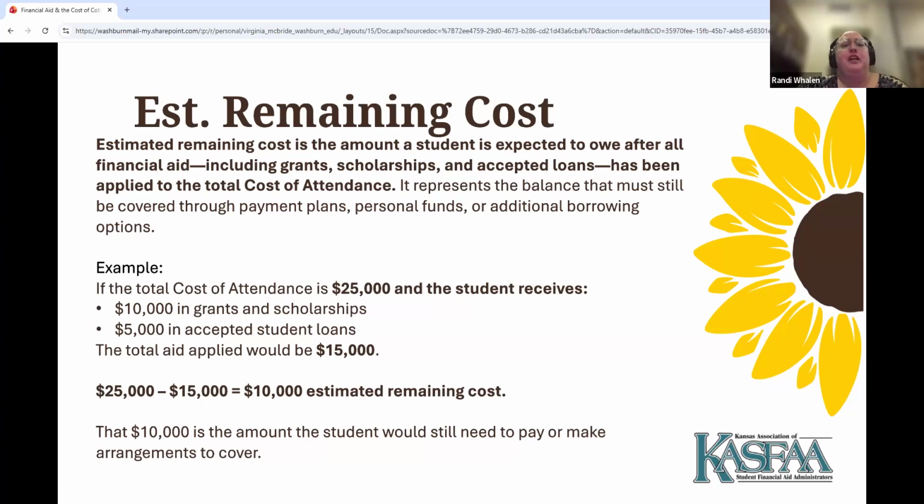Example, if the total cost of attendance is $25,000 and the student receives $10,000 in grants and scholarships and $5,000 in accepted student loans, the total aid applied would be $15,000. $25,000 minus $15,000 equals $10,000 estimated remaining cost. The $10,000 is the amount the student would still need to pay or make arrangements to cover.